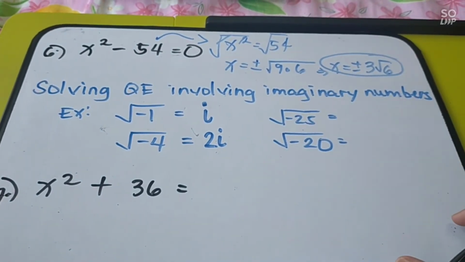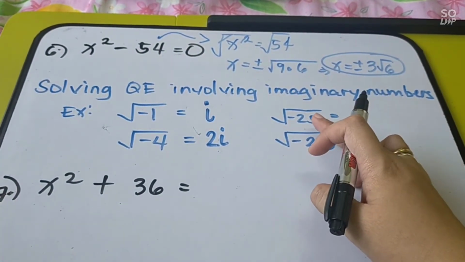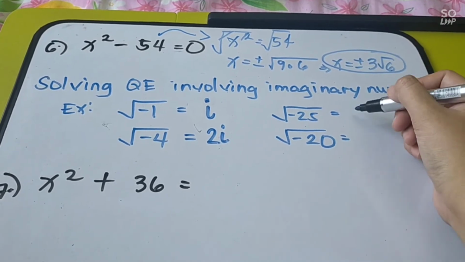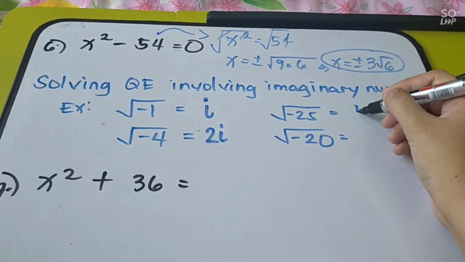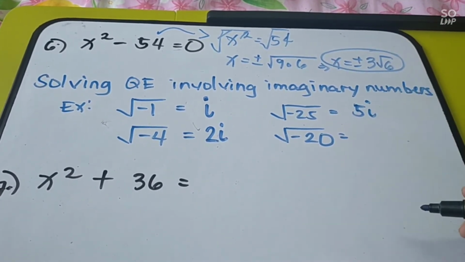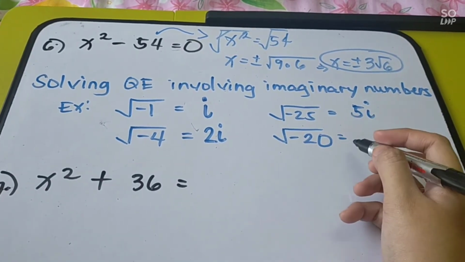Okay? Next. Square root of negative 25. So, we have here 5i. We're done. How about negative 20?